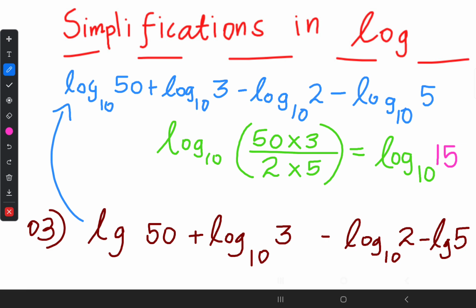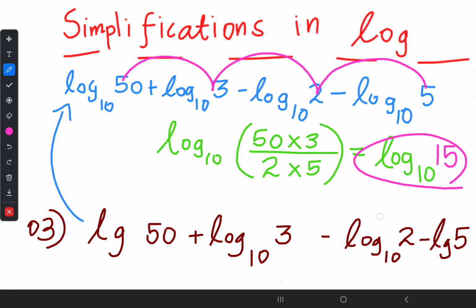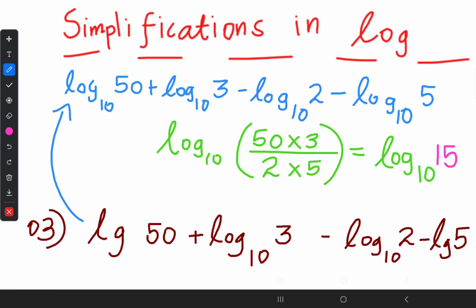I'll repeat it again. Here there is an addition that became multiplication, and there are two following subtractions. Those are divisions. So 50 times 3, we can do that directly as well. 50 times 3 is 150. Divided by 2, it's 75. 75 divided by 5 will give you the final answer of 15. That's the way you should try the question.